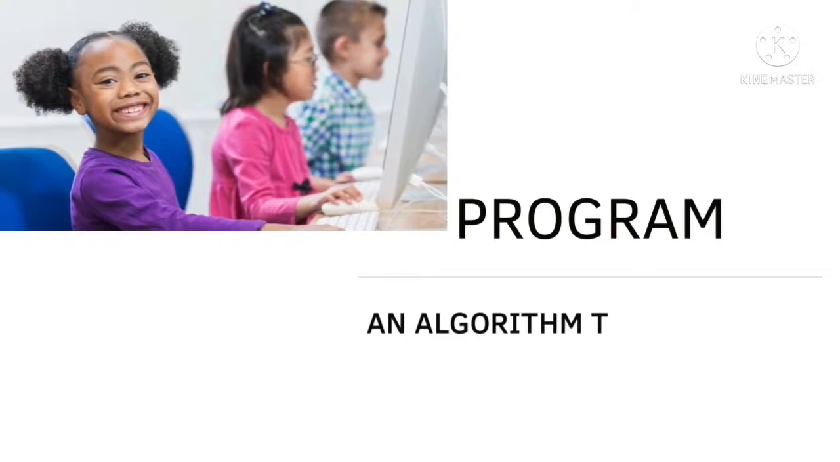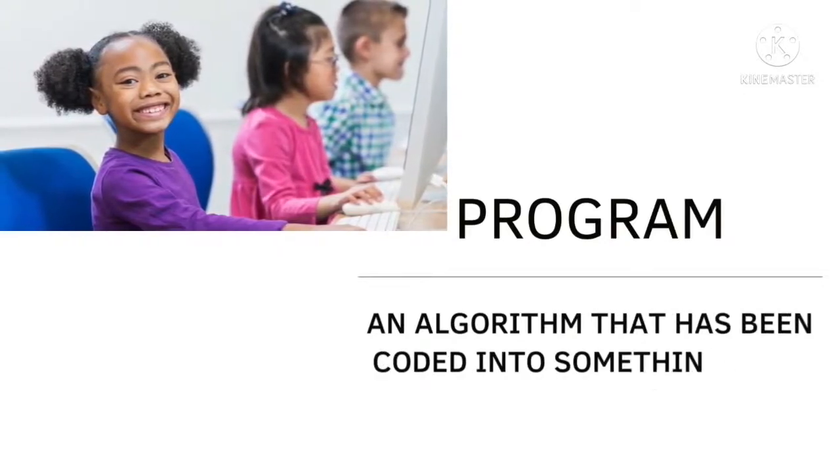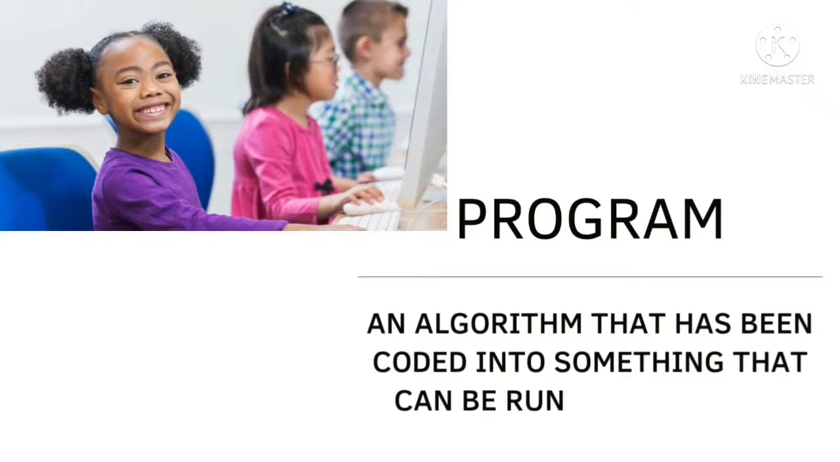And the last word we are going to review in today's class is program. I know you're familiar with this term. Program is an algorithm that has been coded into something that can be run by a machine. Programs are instructions given to the computer so the computer will know what to do.